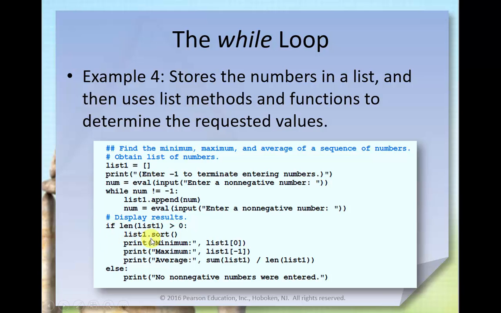Now here they're doing a little sort on the list and then printing out some of the elements of the list. In this case, it's the minimum, which would be the first element in the list because they sorted it. And then this is the last element in the list. Remember, reading from right to left when you use the -1. So that's going to be the largest value or the max. And then they do a simple calculation here.